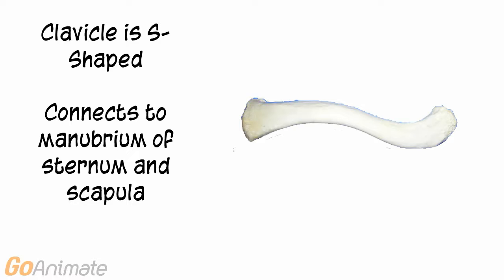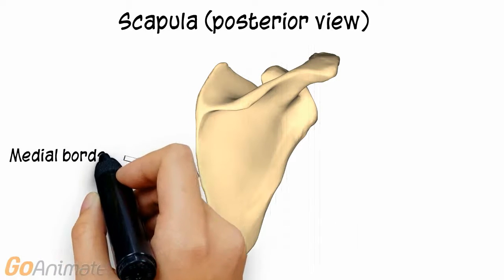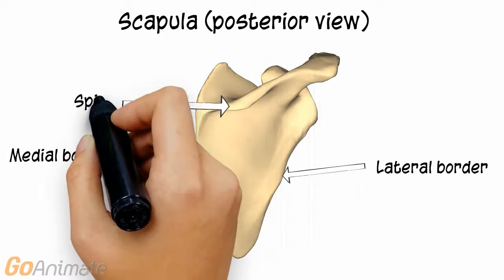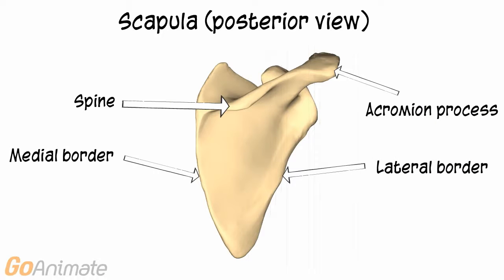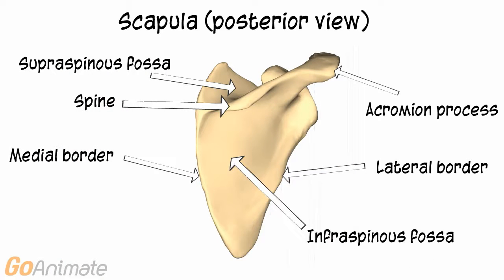scapula. Here is a posterior view of the scapula. Here are the medial and lateral borders. The spine is a ridge of bone which ends at the large acromion process. Above the spine is the supraspinous fossa. Below it is the infraspinous fossa.